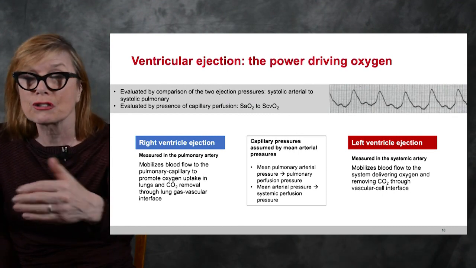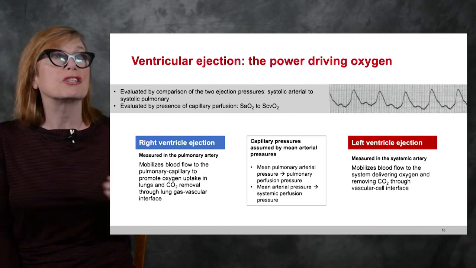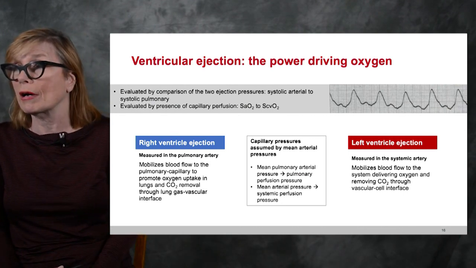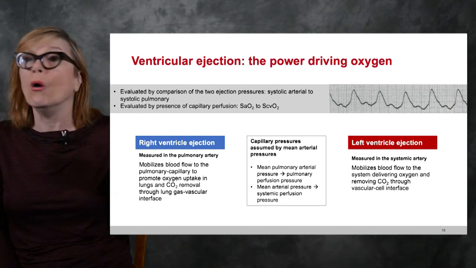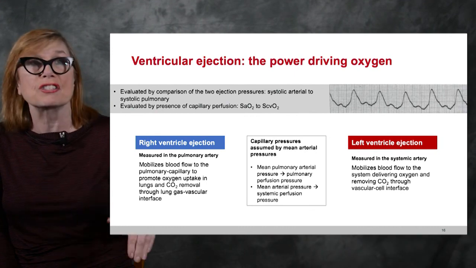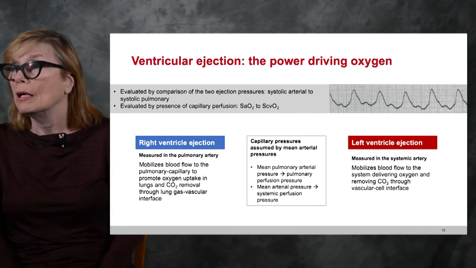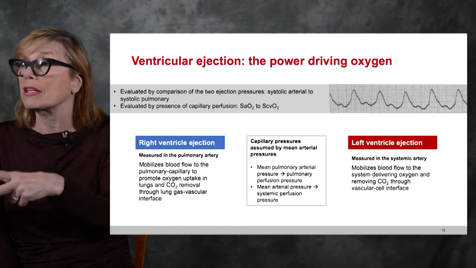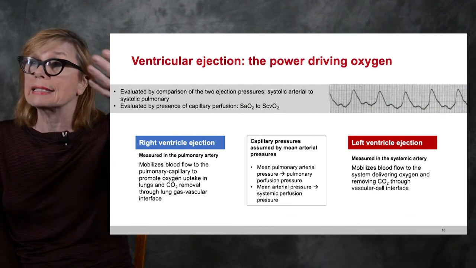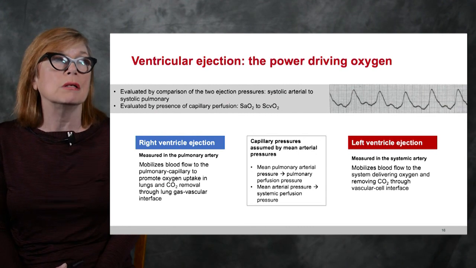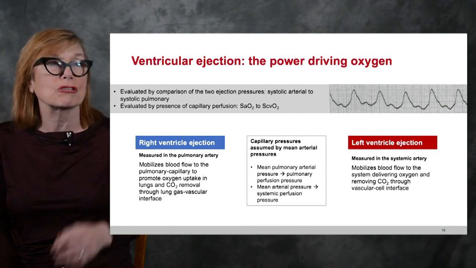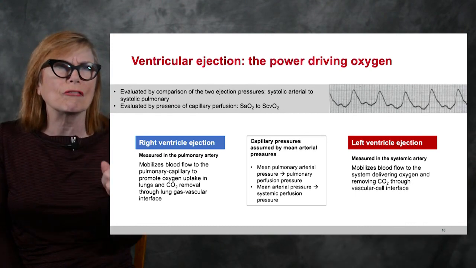Left ventricular ejection, however, is measured in the systemic artery. So every patient that has an A-line, we should be able to measure LV ejection. And if we're only measuring that by changes in systolic blood pressure, so be it. But remember, we have a transducer called the FloTrac that we can attach to the A-line, and that FloTrac gets connected to an EV1000, and the EV1000 takes the area under the curve of the arterial pressure and displays it as stroke volume.